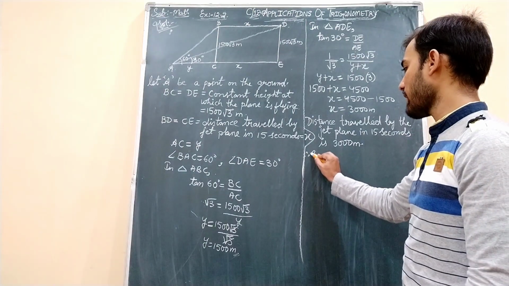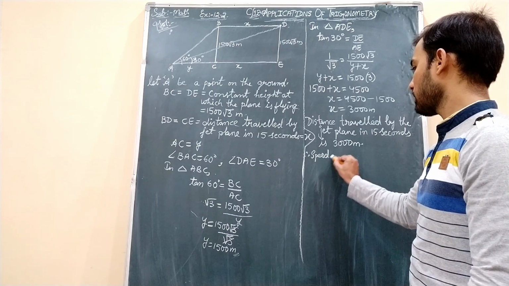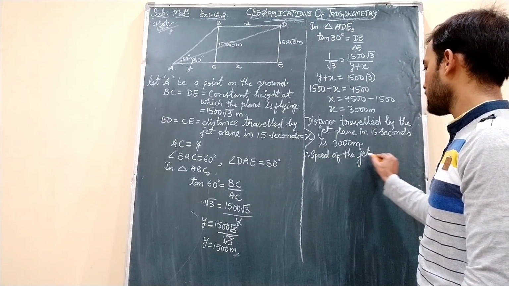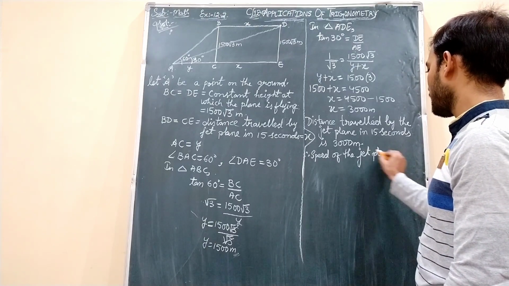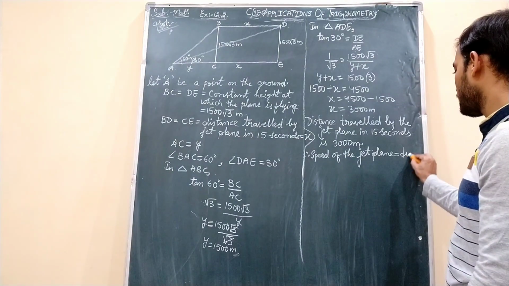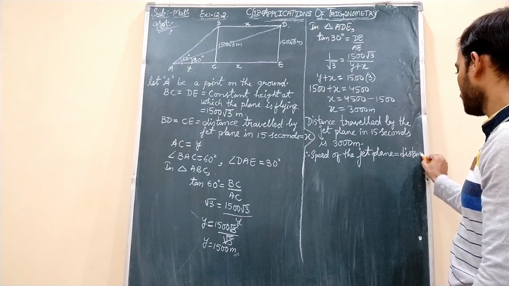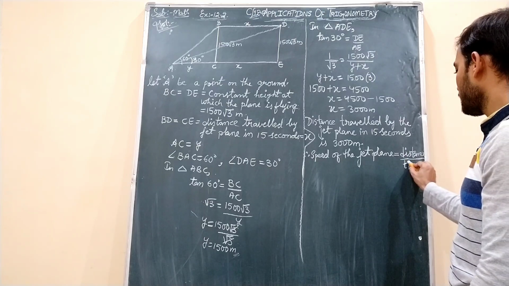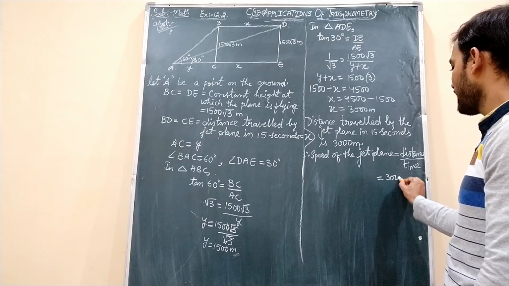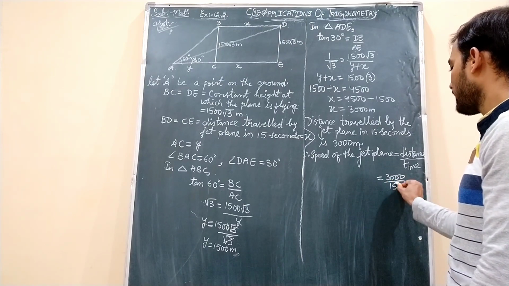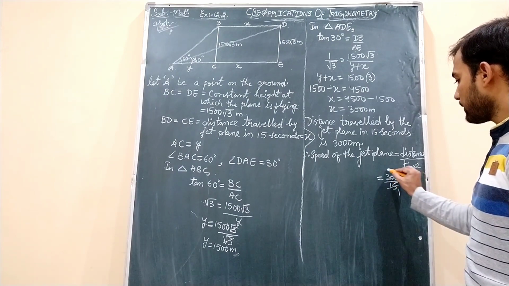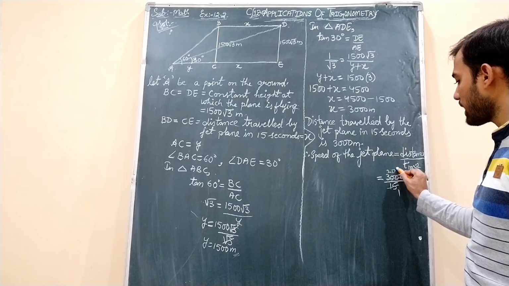At last we will go for finding the speed of the jet plane. The formula to calculate speed is distance upon time. So distance divided by time. How much is the distance travelled by the plane, students? That is 3000 meters, and the time is 15 seconds it has travelled. So cancelling now, 15 ones are 15, 15 twos are 30, these two zeros I will write as it is.